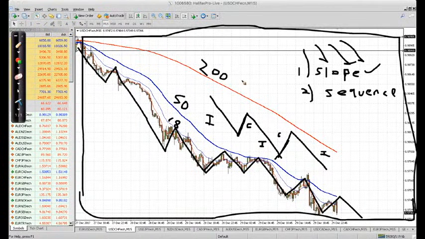So when do we buy? When do we sell? When do we do a short sell? When do we sell the currency pair? We sell it at the end of the corrective wave. So it goes down. When it goes up, the moment it's towards the end of the corrective wave, we want to sell at that point.